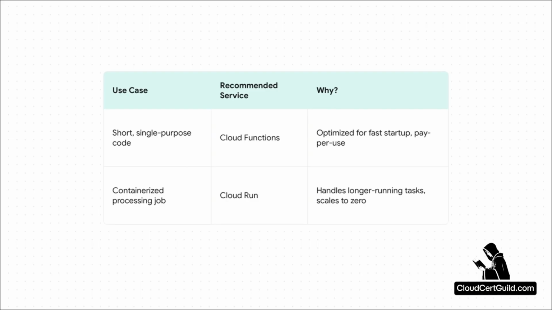But hold on, Cloud Functions isn't the only tool for this. What if your processing job is way more complicated, or maybe it needs to run for longer than just a few seconds? Well, that's where Cloud Run really shines. So here's the key difference to remember. For those short, sharp, single-purpose bits of code, Cloud Functions is your best bet. It's lightning fast. But for longer-running jobs, especially ones you've already packaged in a container that still need to be triggered by an event and scale all the way down to 0, Cloud Run is the better choice.